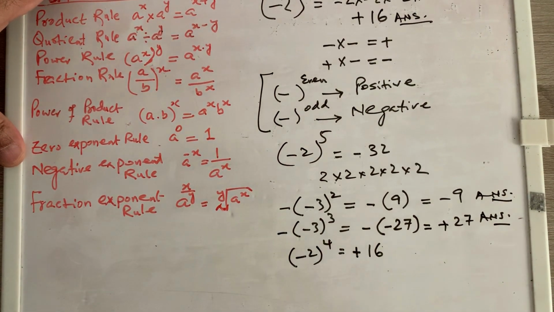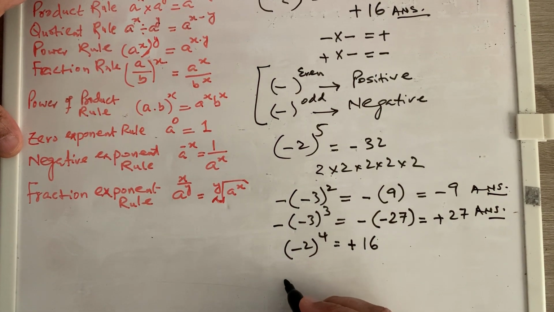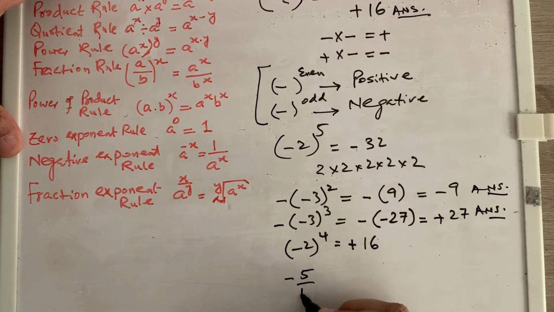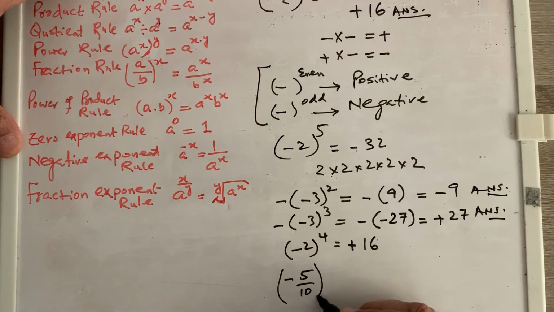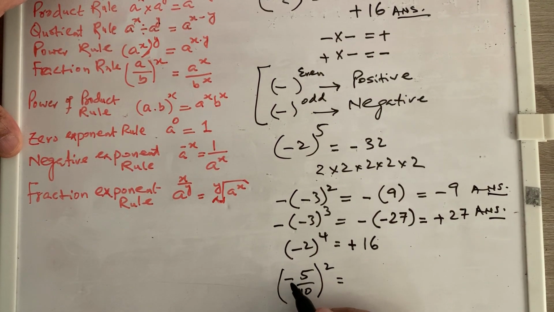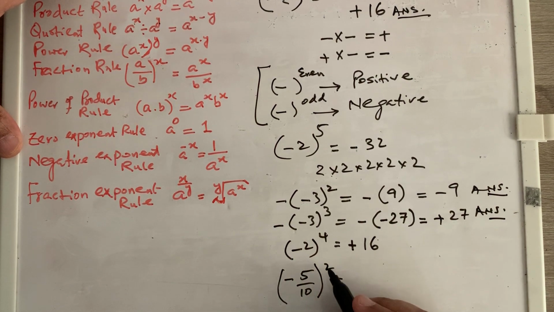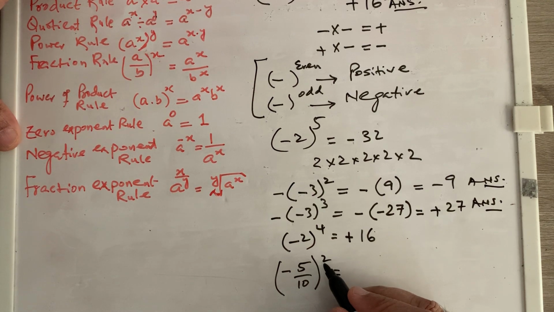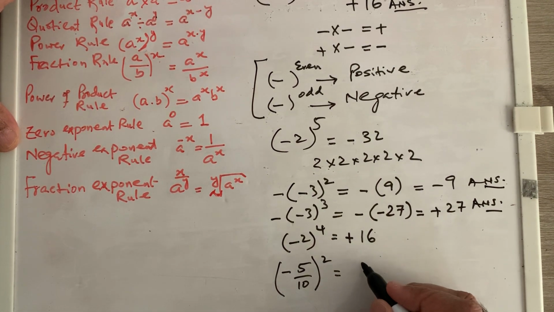So these are the few examples where students need some help, because they confuse where to go. So now you can have this, for example. Now this minus sign is inside the parenthesis. That means this will become a positive, because this is a positive, and this is an even power. So positive. So the answer will be positive.